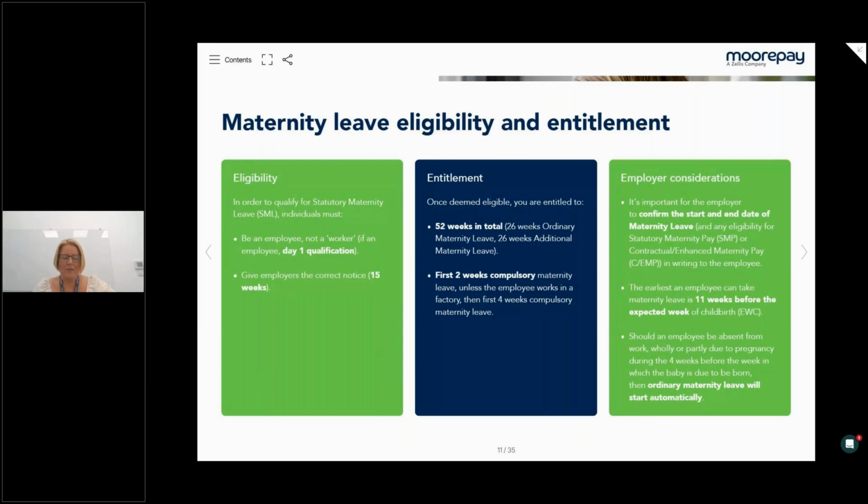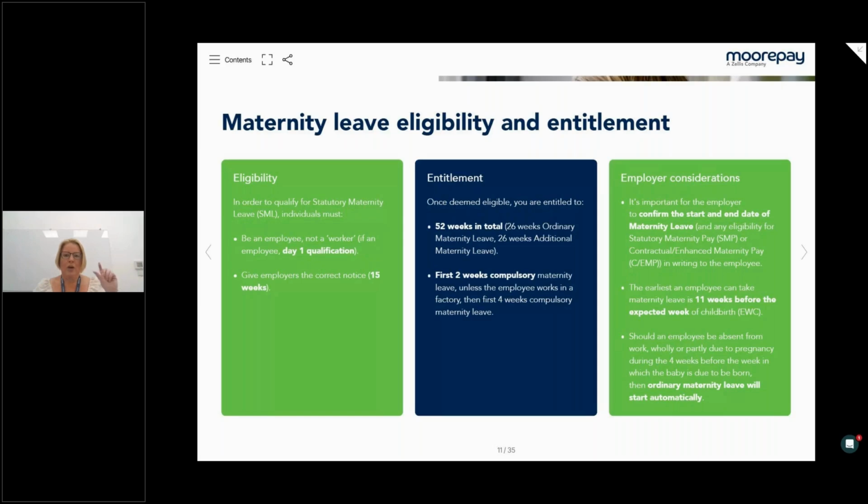So as long as they're an employee, they're entitled to 52 weeks leave, and that's broken up into 3 sections really. The first 2 sections are the main things that people think of, which is what they call OML, ordinary maternity leave, and that's 26 weeks. And then AML, which is additional maternity leave, which is the second 26 weeks.